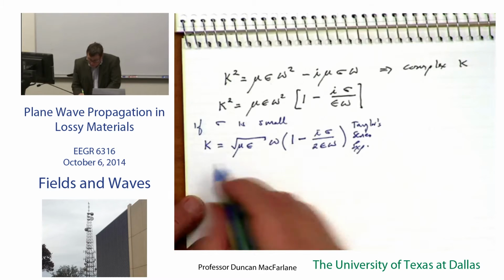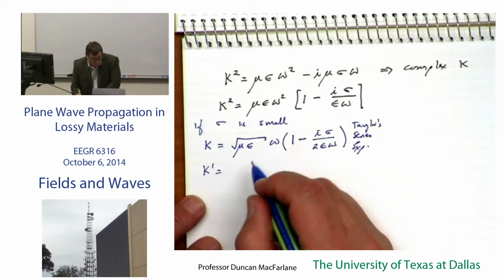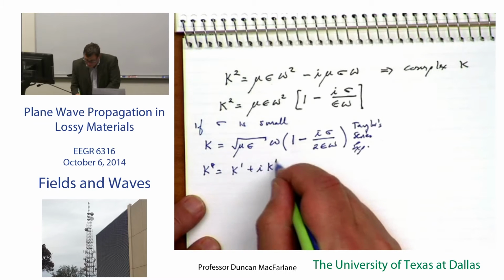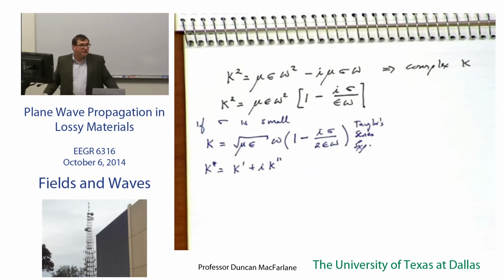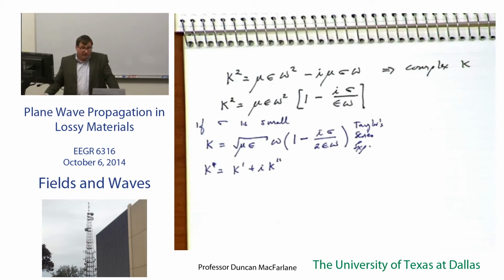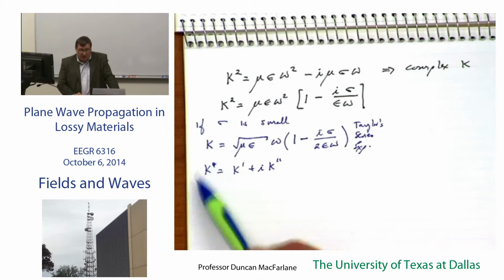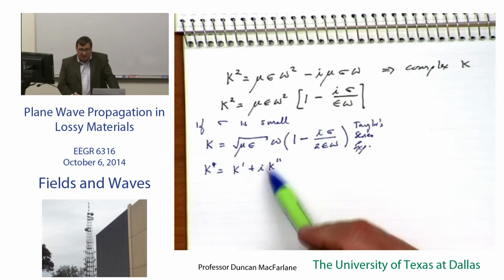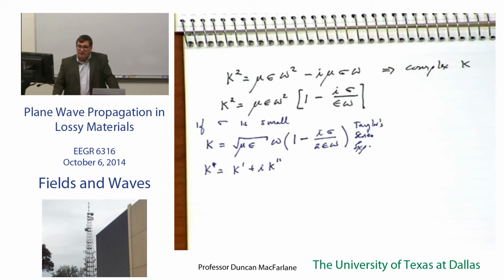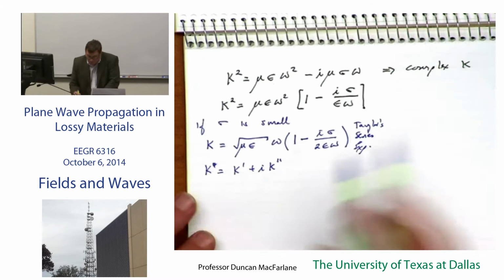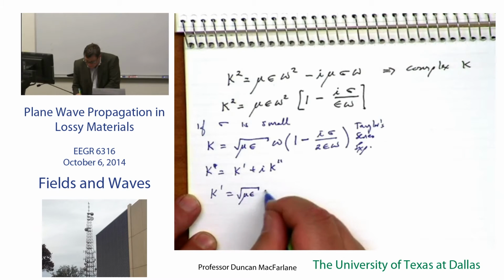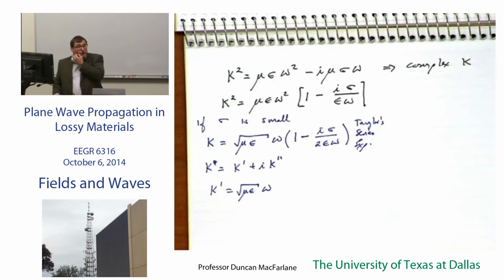And now I can say k is equal to k prime plus i k double prime. It's a very common notation that says that my propagation constant k is separated out into a real part and an imaginary part. Okay. And the real part, k prime, is exactly what I had before.